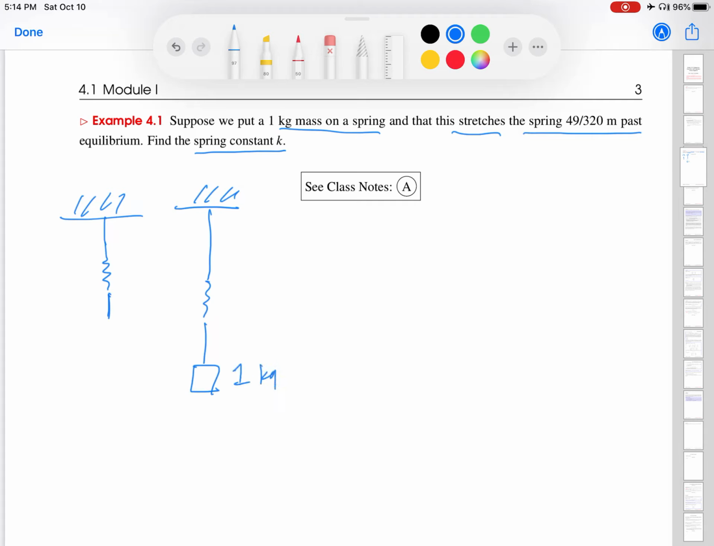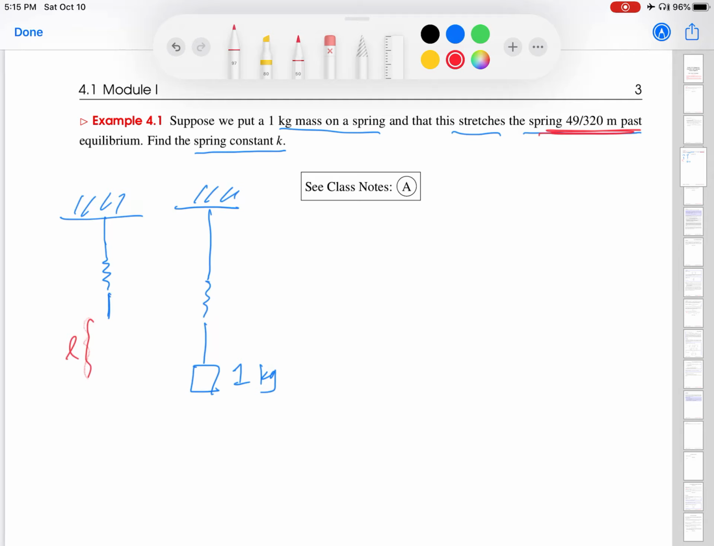This is a 1 kilogram mass, and it stretches the spring down by some amount L. Okay? And we're told what L is. That's 49 over 320 meters. You'll see why that number is so strange in a minute.